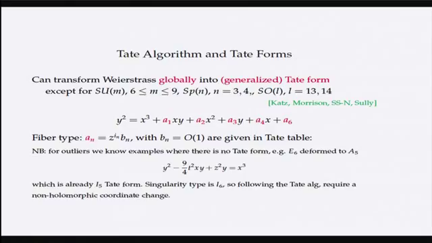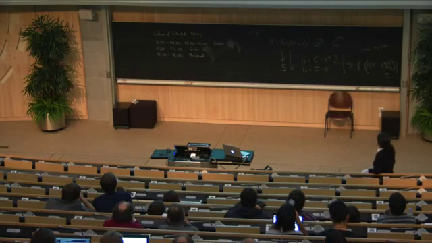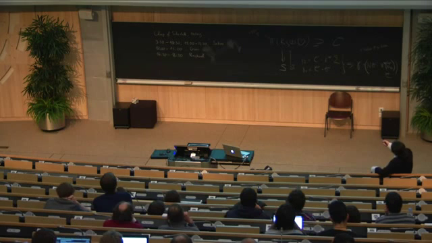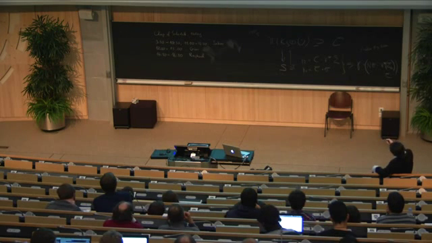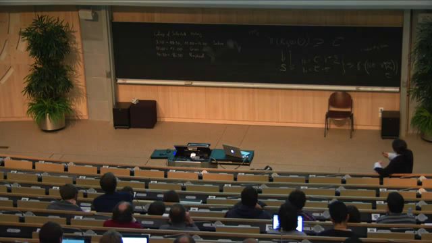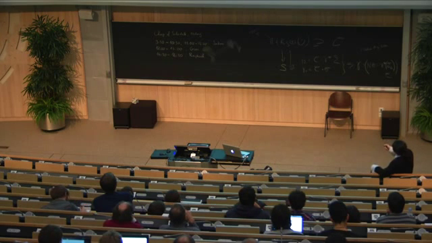Okay, so one example for an outlier case is this E6 that's deformed to an SU(3) times SU(2) singularity that actually doesn't have any Tate form at all. So apart from these groups that appear here, there's always a global change of coordinates that you can make to get into this form that I wrote down here.